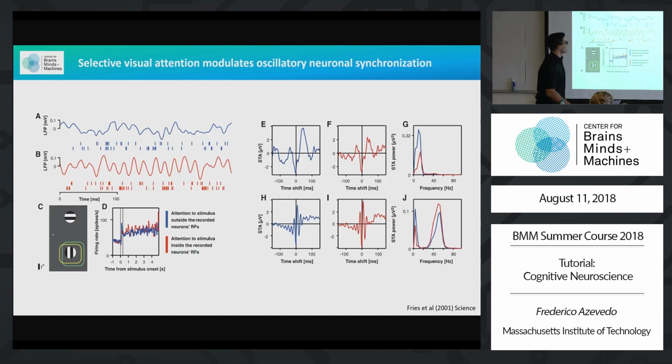And also you can see that there is a change in oscillatory neurosynchronization in the brain. For instance, in this work here of Pascal Fries, he showed that there is an increase in gamma synchronization and a decrease in low frequencies. But I don't have time to talk a lot about this. If you want to know more details, please come talk to me later.